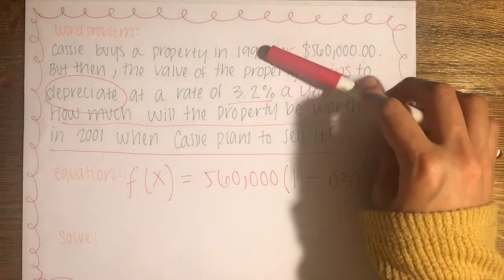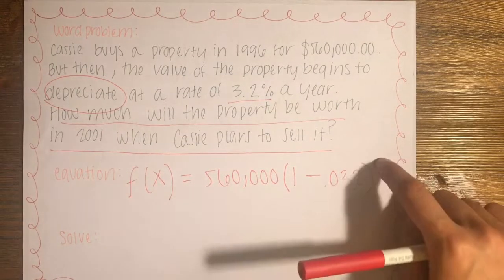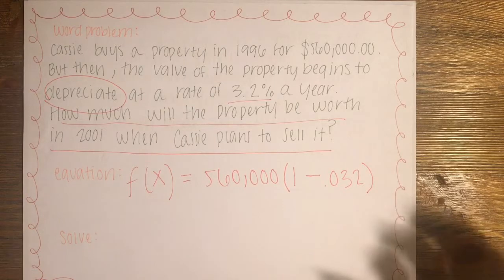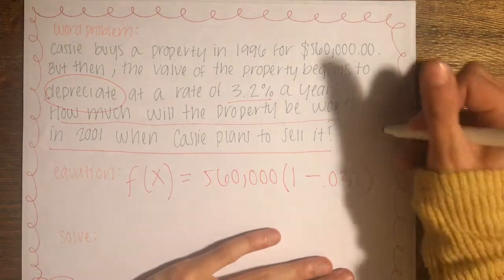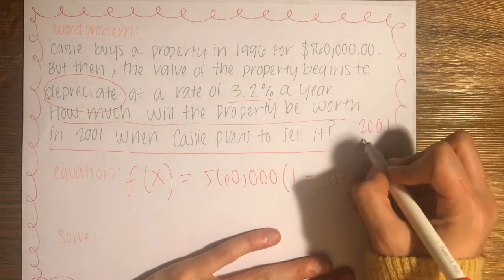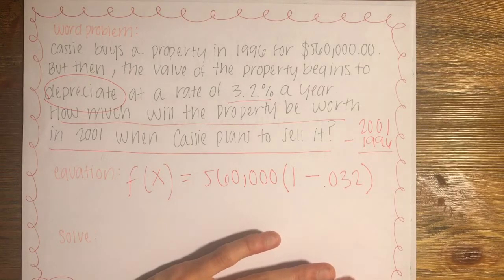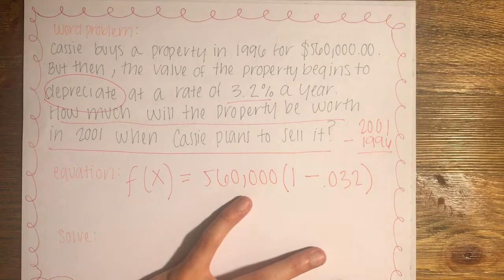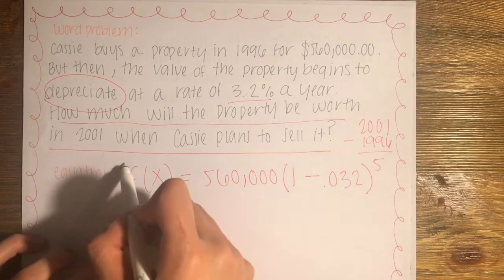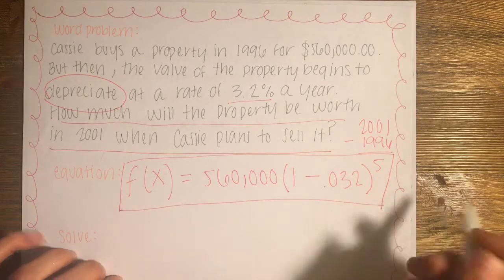Now for time, it doesn't tell us like in 7 years or in 5 years, but it does tell us that she bought the property in 1996 and she's going to sell it in 2001. So don't write 2001 here because that makes no sense. She hasn't owned the property for 2001 years. That would be insane. So subtract 1996 from 2001 to figure out how many years she's actually owned it for. And that would be 5. 1996 plus 5 is 2001. So this here is our equation.